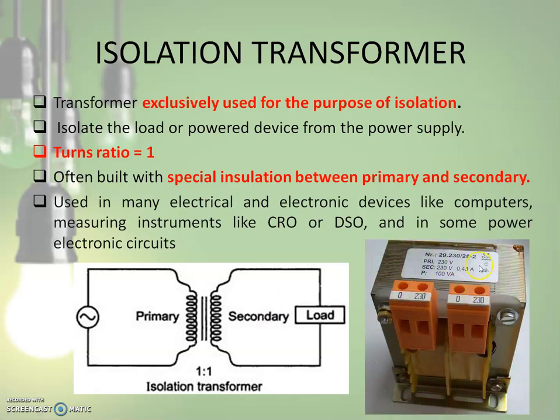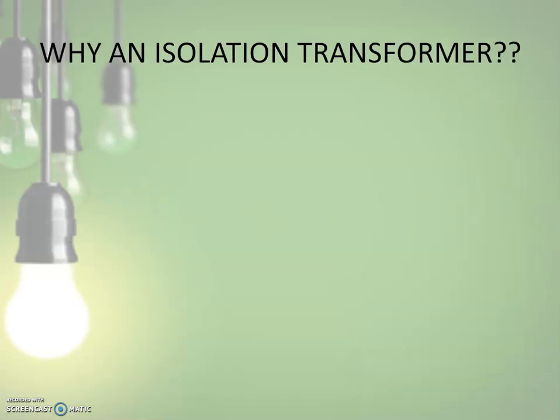So this is a practical isolation transformer. Here you can see that the windings are rated in the same voltage range, that is 230. So whatever the input will appear at the secondary, but with an isolation between the primary and secondary.